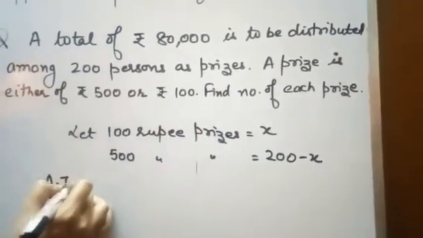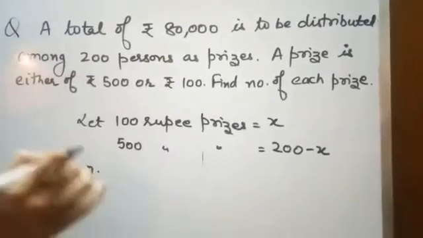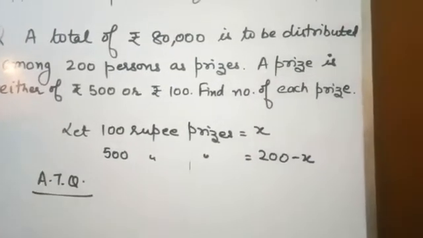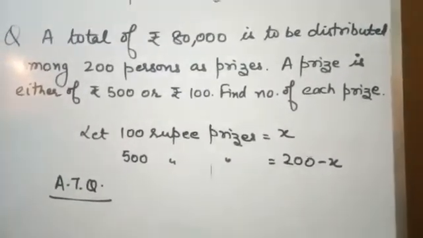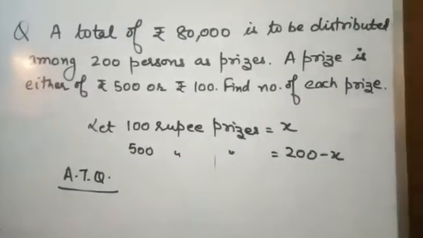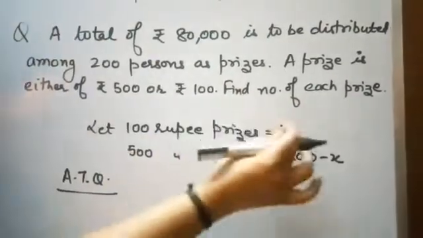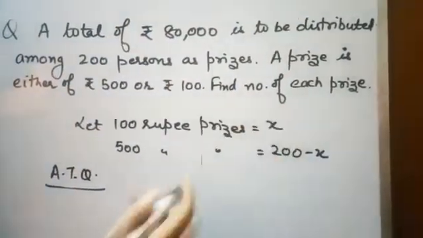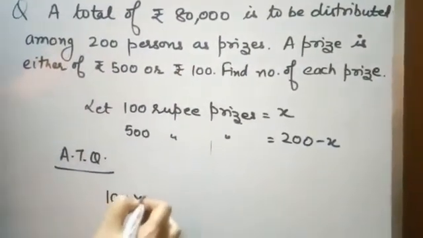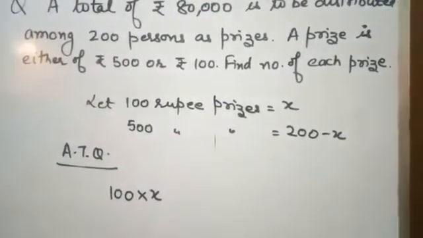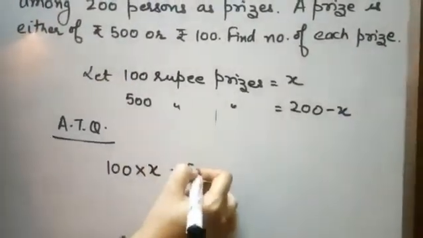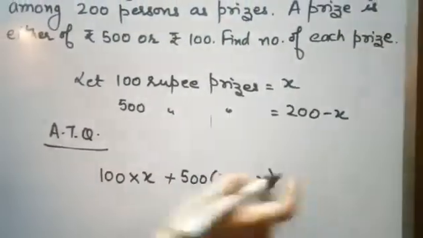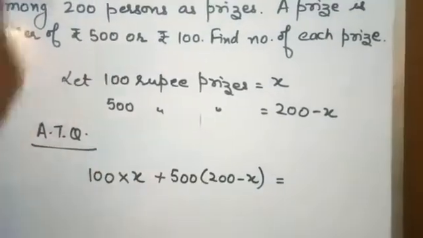Now if you purchase 100 rupee prizes and you purchased 5, how much money did you spend? 500. If you purchase 8 prizes of 100 rupees, how much money have you spent? 800. What you are doing is multiplying the cost of the prize, that is 100 rupees, with the number of prizes, that is x. So the total money spent on 100 rupee prizes is 100 into x, and you have purchased 500 rupee prizes, 200 minus x. In this way you will get the total money spent on the prizes.